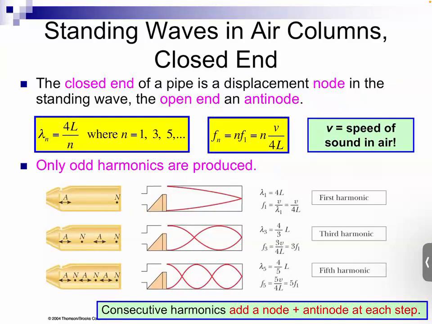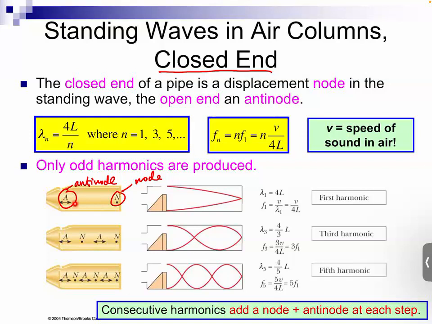Okay. For an air column with a closed end, you have one end that's open and one end that's closed. Again, at the open end, because there's nothing holding or fixing the wave, the open end should be an antinode, right? And the closed end should be a node.